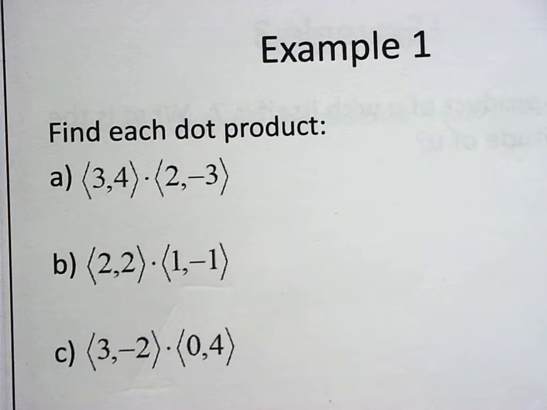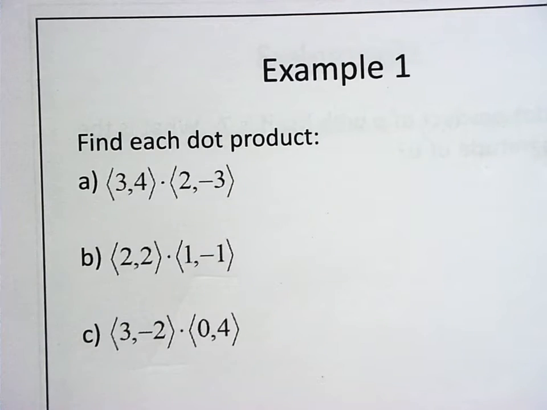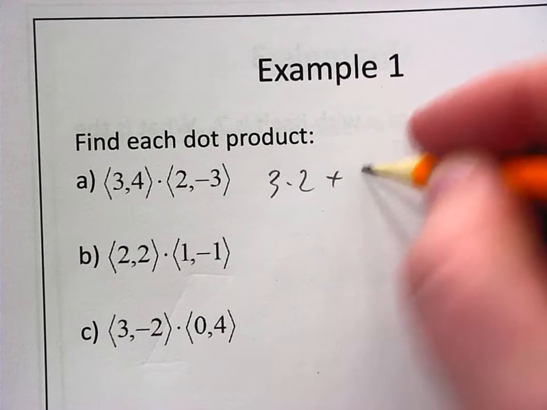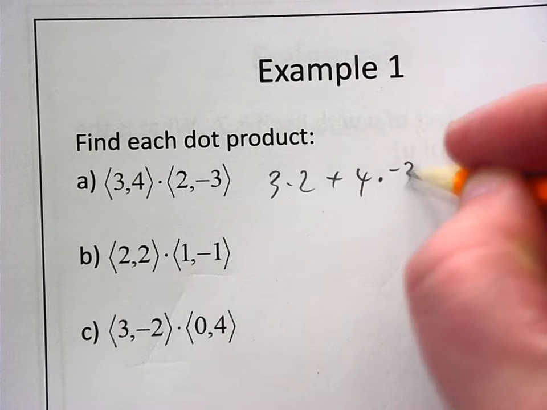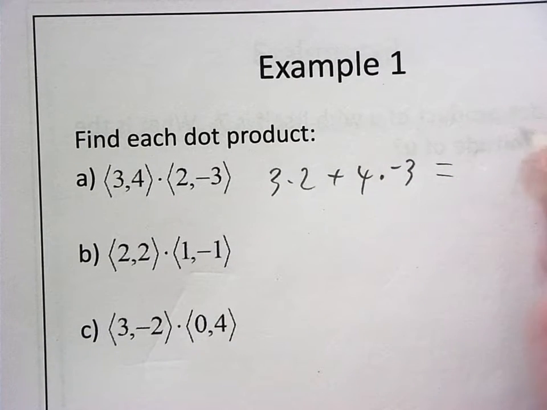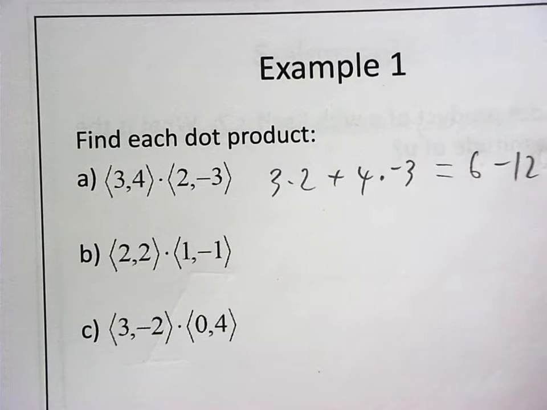So, actual operation-wise, this is fairly easy. If I'm dotting these two vectors together, I'm going to multiply the x's. So 3 times 2 plus 4 times negative 3. What am I going to get? 6 minus 12 gives you negative 6.